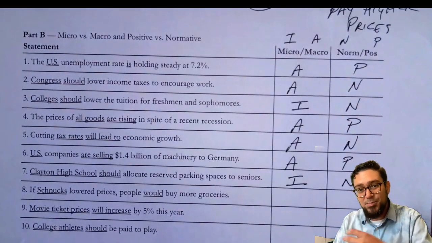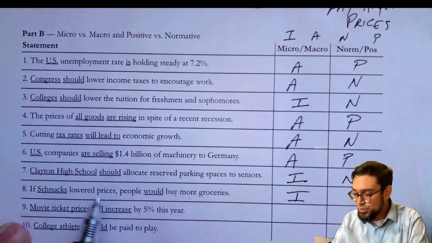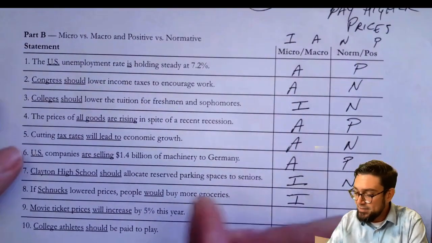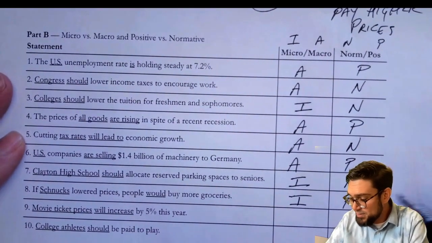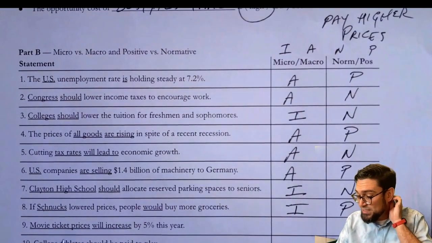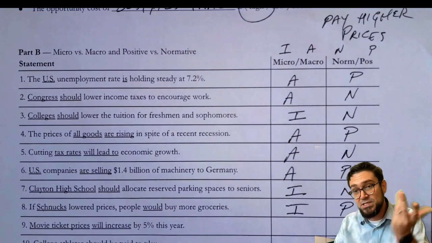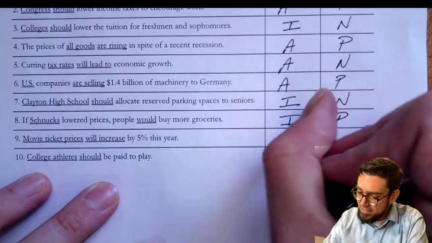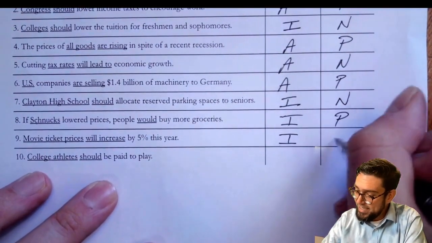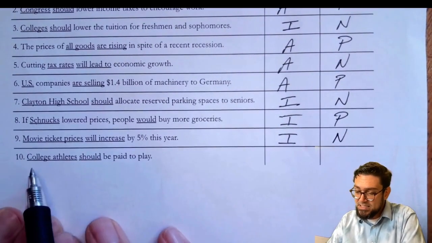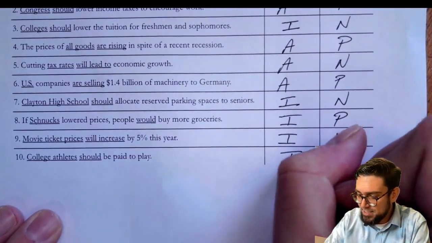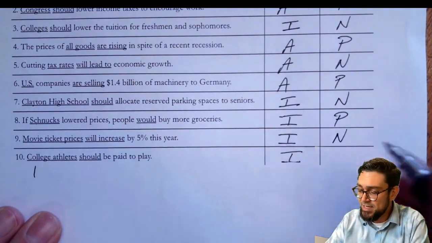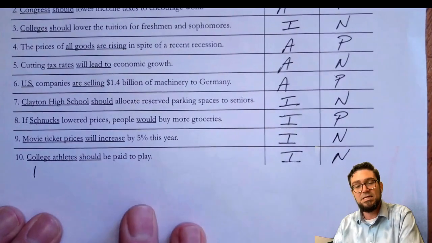Schnucks, one company, that's a micro. If they lowered prices, people would buy more groceries. Again, this is actually a fact-based statement, so we're going to say positive. Then we have movie ticket prices will increase by 5% this year. For this, again, we're making kind of a prediction in that sense. So we can say micro and normative. And then last, college athletes should be paid to play. That's going to be micro. Again, it's one industry, and the athletes are a subset of that industry. Should be is going to tell us it's normative.